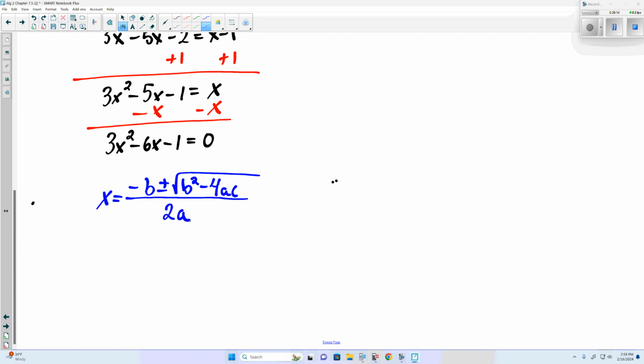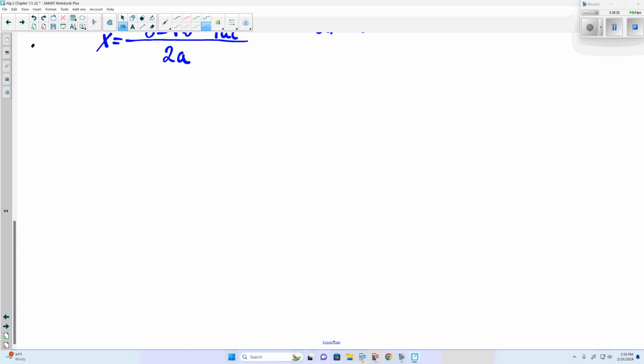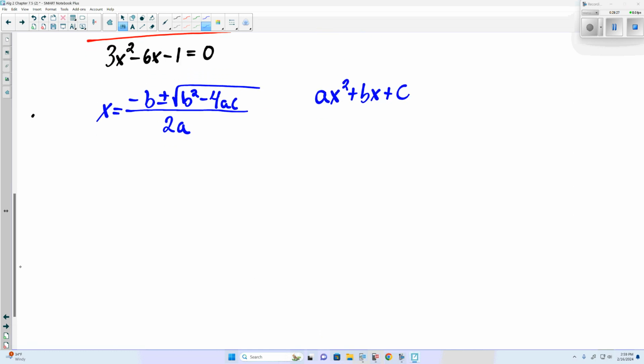Now this is coming from our ax squared plus bx plus c. And for us here, the value of a is positive 3, the value of b is negative 6, and the value of c is negative 1.